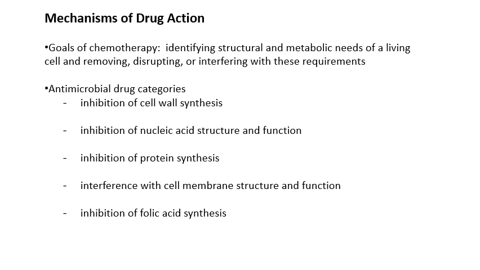Inhibition of protein synthesis, as you can imagine, is going to involve interfering with the ribosome. So if we can't make proteins at the ribosome, then we're not going to be able to survive. Interference with cell membrane structure and function, and then inhibition of folic acid synthesis. So this is like influencing a metabolic pathway that's important for maintaining life.